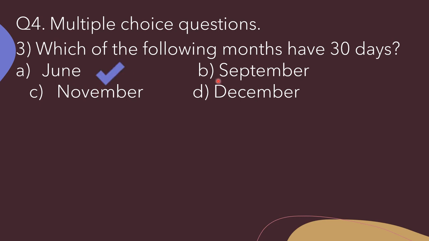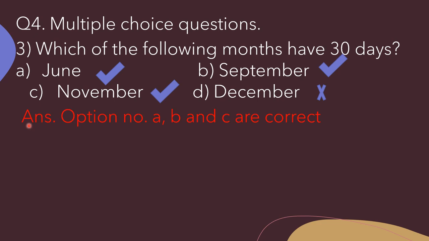Okay. Now in B part it is given September. So how many days are there in September month? That is 30 days. So here we will tick this option also. Now in C part it is given November and November has also 30 days. So we will tick this option. Now in D part it is given December, but December month has 31 days. So this option is wrong. Understood? So now we have to write its answer. So we will write option number A, B and C are correct.